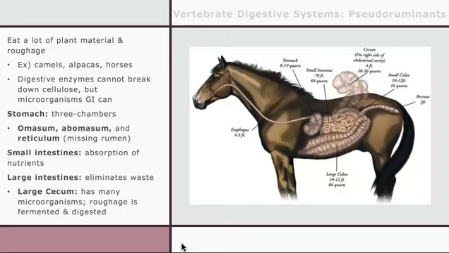The one difference here is that in these animals, they will have a very large cecum. Now, we haven't talked about the large intestines as a whole yet, but the cecum is this blind pouch that starts the large intestines.